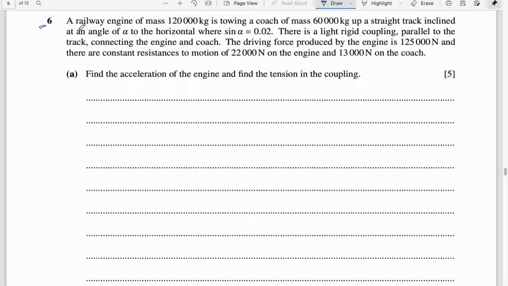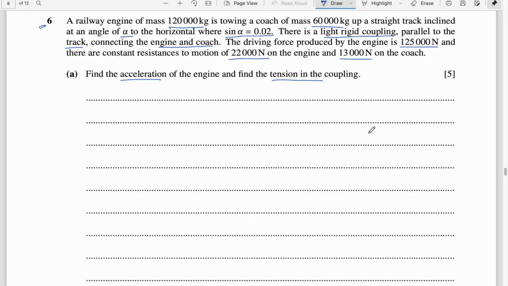Question number 6. A railway engine of mass 120,000 kgs is towing a coach of 60,000 kgs up a straight track inclined at an angle of alpha to the horizontal where sine alpha is 0.02. There is a light rigid coupling parallel to the track connecting the engine and coach. The driving force produced by the engine is 125,000 newtons, and the constant resistances to motion of 22,000 on engine and 13,000 on the coach. Find the acceleration of the engine and the tension in the coupling.